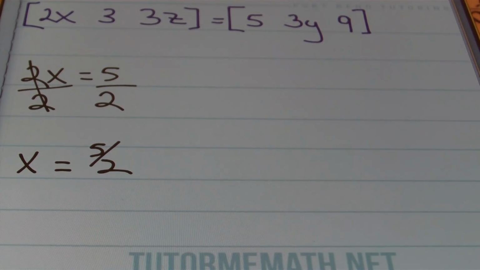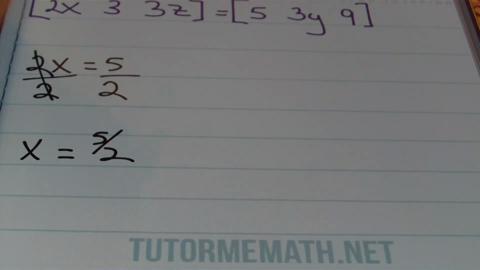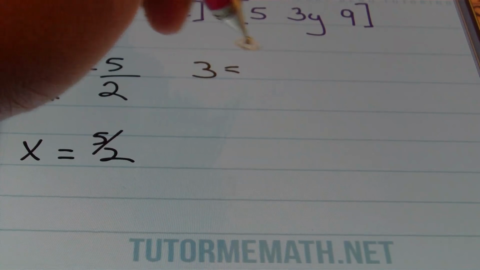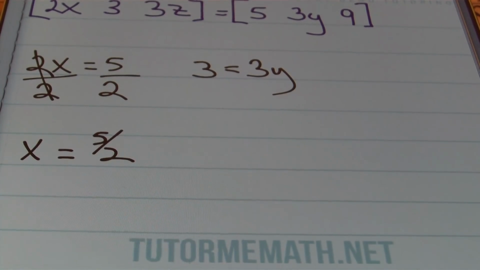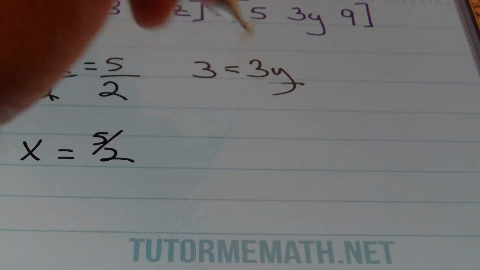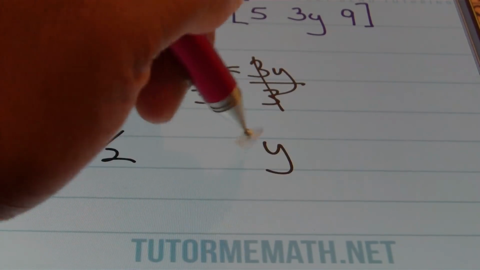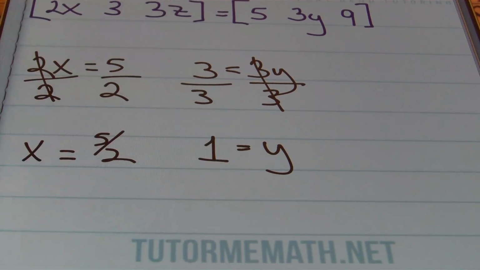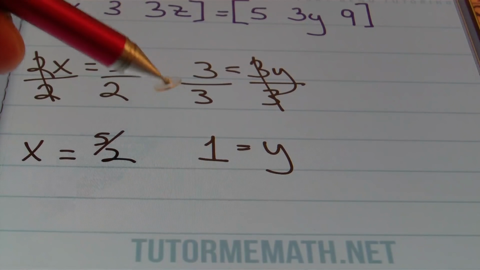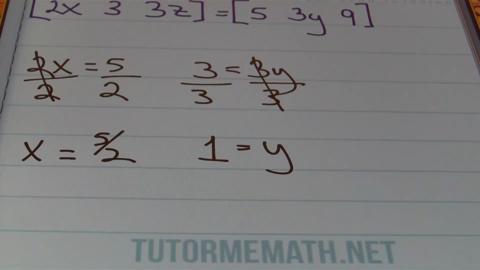Next, let's go ahead and solve for the other 2 variables. So the next equation that I'll set up will state that 3 must equal 3y. So that's my second equation in order to solve for the variable y. And all I have to do is divide both sides by 3, that coefficient in front of the variable y. So that y equals 1. There you go. Y equals 1. 3 divided by 3 is 1. I know you know that.